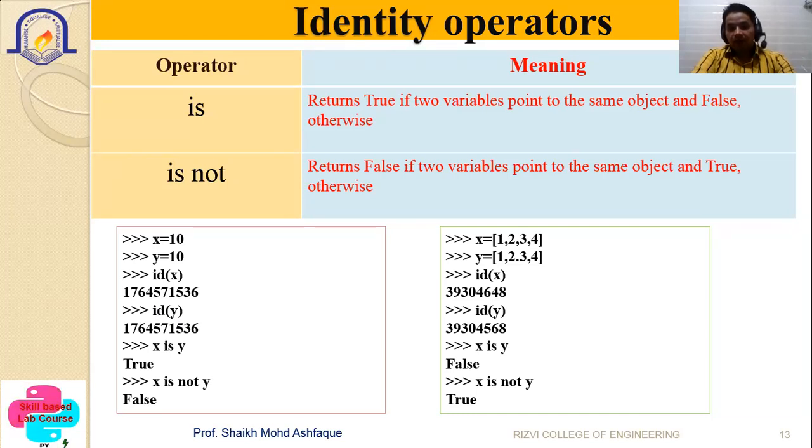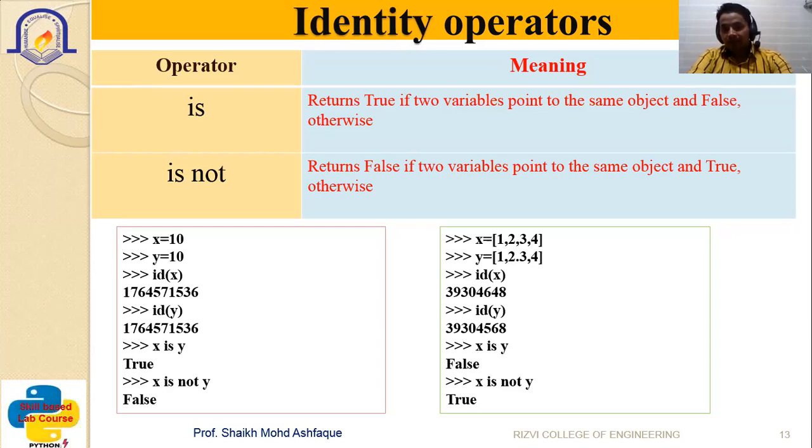Suppose you have used x is equal to 10, y is equal to 20. At that time x is not y will be true, and x is y will be false. Next statement: x is equal to [1, 2, 3, 4], that is your list, and y is equal to the second list [1, 2, 3, 4]. Two separate lists are there. Now this is not a variable, this is a list. Now we'll check the ID of x and the ID of y. You can see the ID of x is different from the ID of y.